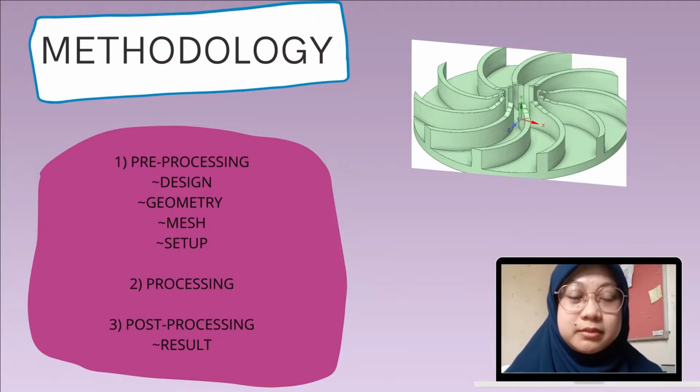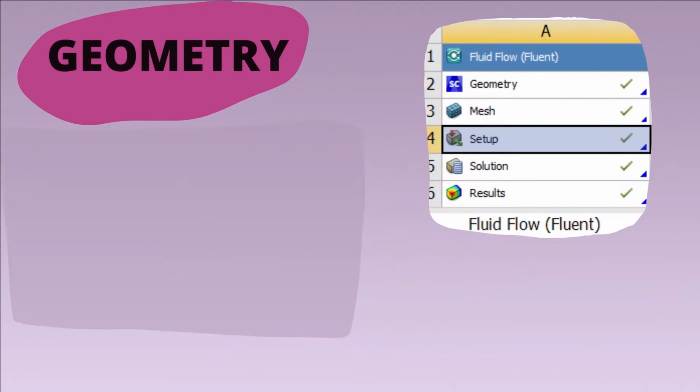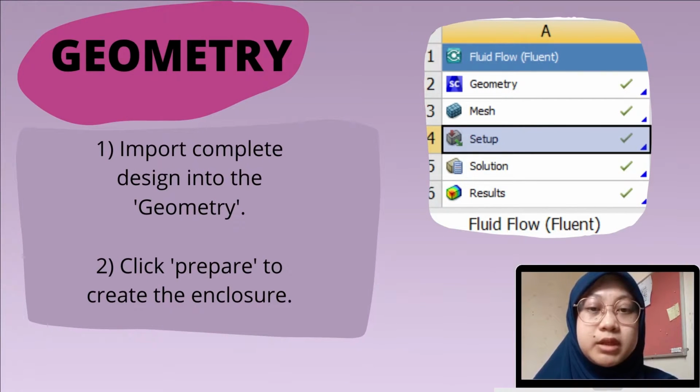There are three steps in a CFD simulation, which are pre-processing, processing, and post-processing. Pre-processing involves design, selecting the boundaries, creating the mesh, and the properties of materials. We design the model in ANSYS R1 with the diameter of the fan being 60 mm. Then we import the complete design into the geometry.